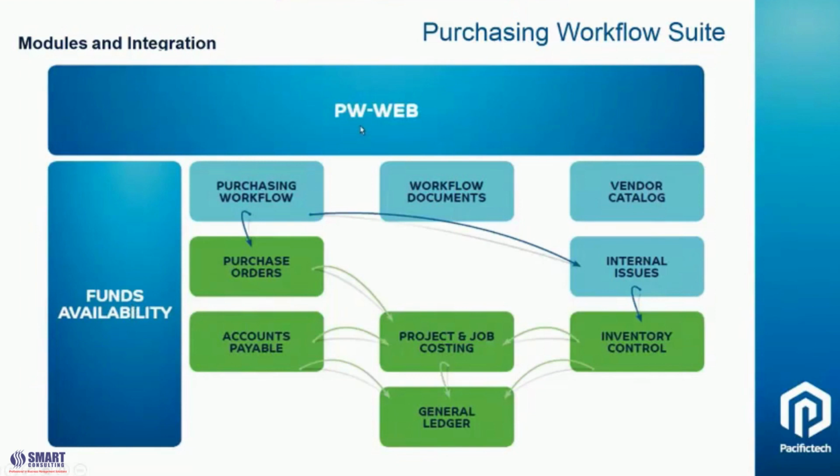Okay, and then up above there is PW Web. So we've got a web interface. The whole procurement process can be carried out through the web using our PW Web, and that's a connected service. So that's running on our servers in our data centers and connecting through to the Sage 300 system using web services.